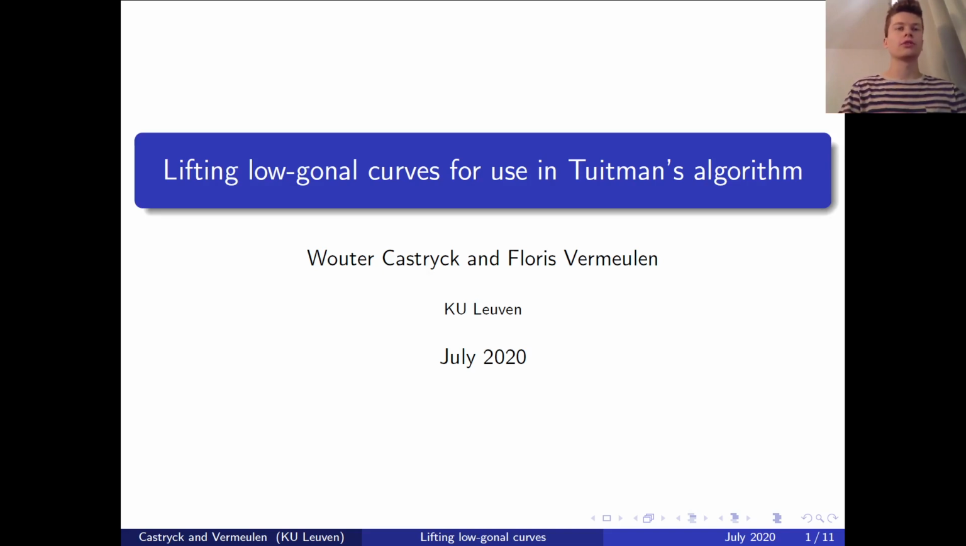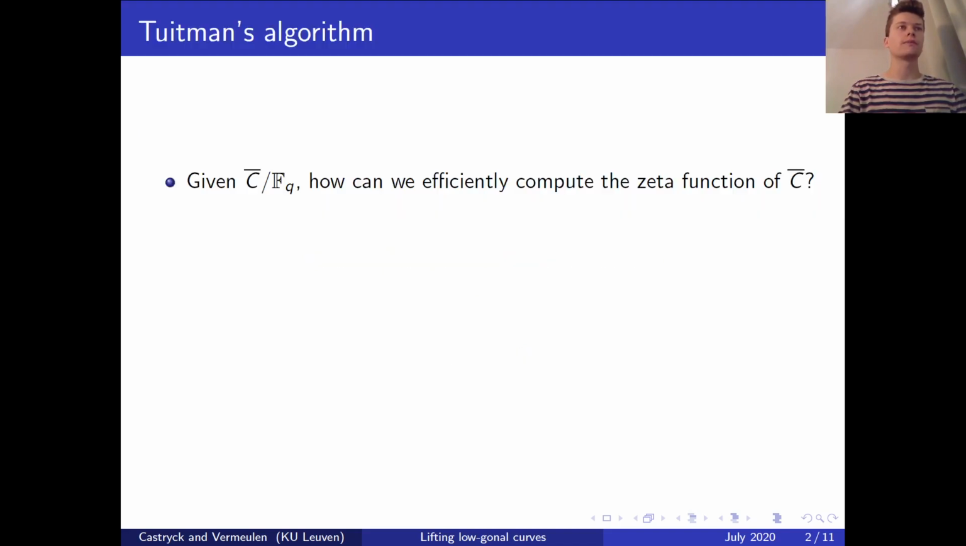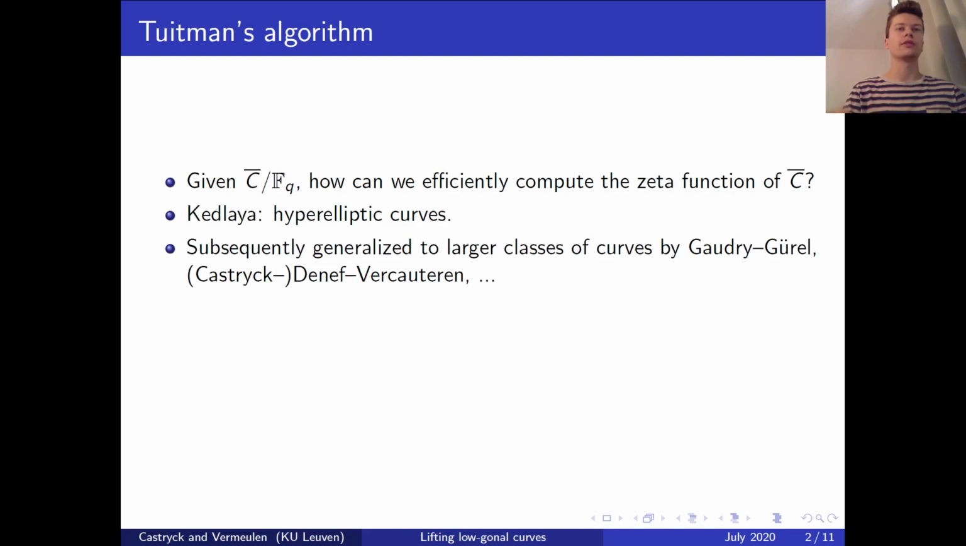Let me begin with some background on Tuitman's algorithm. The basic question there is, given a curve C bar over a finite field Fq, how can we efficiently compute the zeta function of this curve? The first general algorithm is due to Kedlaya for hyperelliptic curves, and it's based on a trace formula for Frobenius acting on cohomology groups. His methods were quickly generalized to larger classes of curves by several people, such as Gaudry-Gürel and later Castryck, Denef, and Vercauteren.